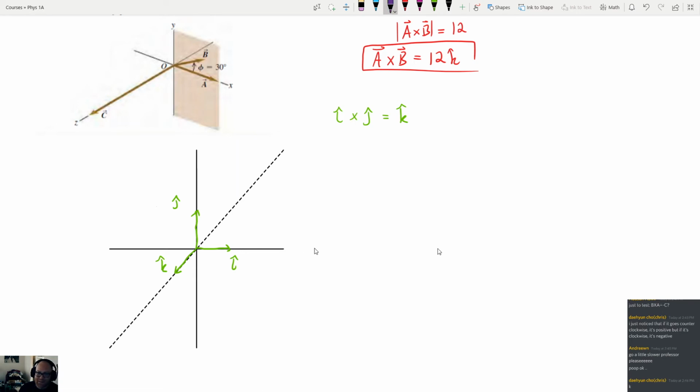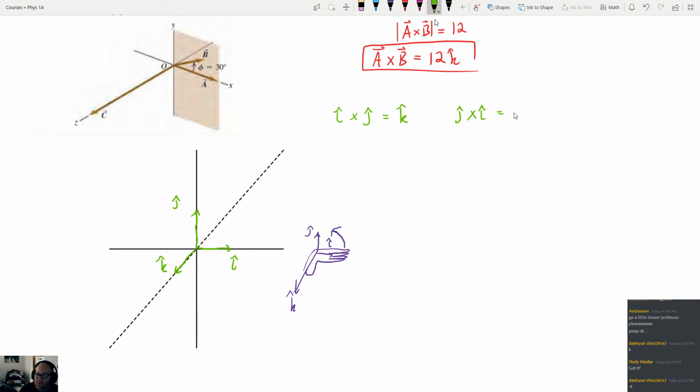You take the fingers of your right hand, and your fingers are going to be pointing like this, with your thumb this way. And then you basically rotate those fingers up this way, and your thumb points in the k hat direction. So if you go from i to j, rotate your fingers like that, your thumb points this way, right? Okay, now you probably already know this one. Answer as fast as you can. What do you get if you do j cross i hat?